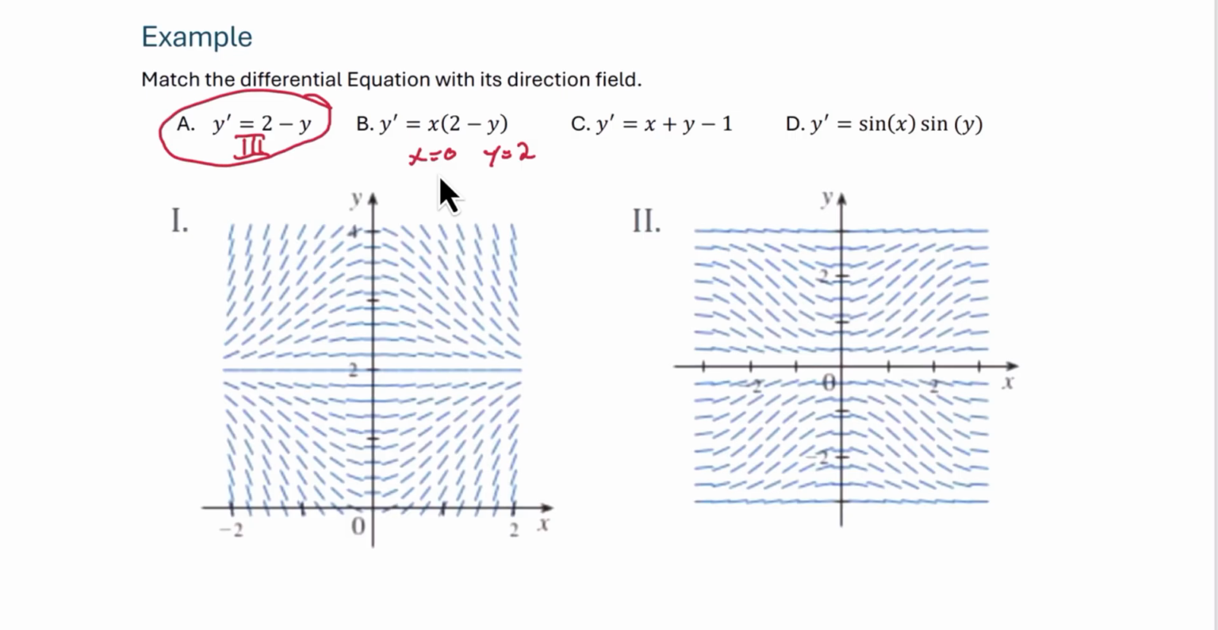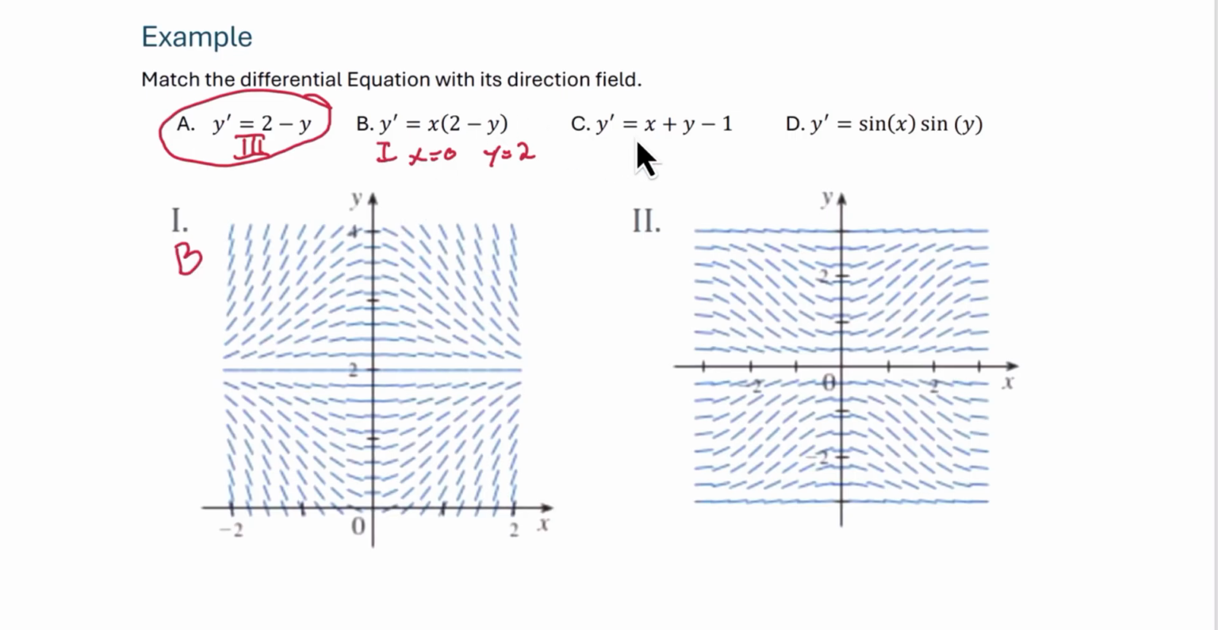If we wanted to be certain, we could pick another point, say 1, 1. If we plug in 1, 1 for x, y, that will be 1 times 2 minus 1 is 1, so y prime is 1. So at 1, 1, we should have a slope of 1. So let's see, 1, 1 is here, and it looks like we do have that diagonal, that 45-degree line, so it looks like it's that one. So this B would be 1.